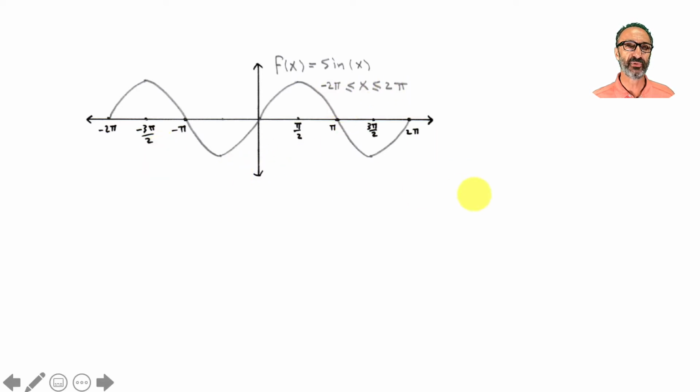Do you think this is odd or even? Is it symmetric about the y-axis or about the origin? It's about the origin. You see this right here? This point is reflected here. This point is reflected here. This point is reflected here, and so on. This point is reflected right there. So what do we call this? We call it an odd function, and we use the word opposite.